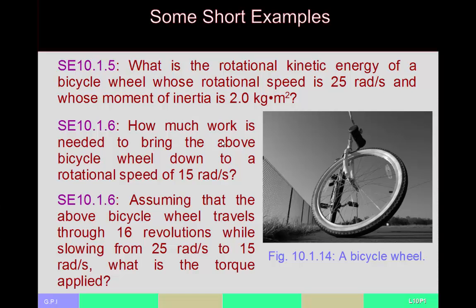Okay, second question, how much work do we need to bring this above bicycle wheel down to a rotational speed of only 15 radians per second?